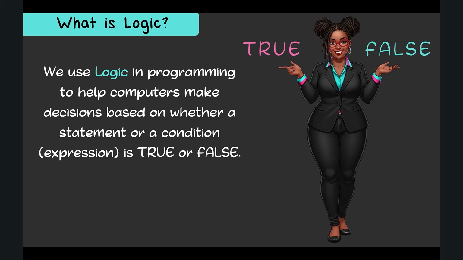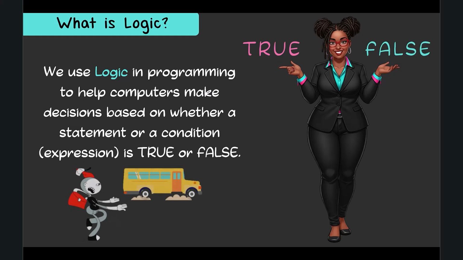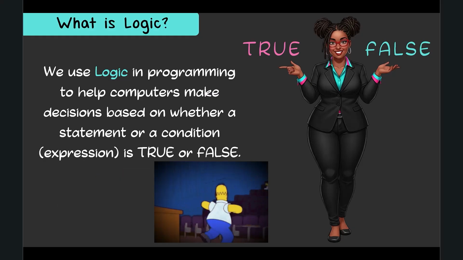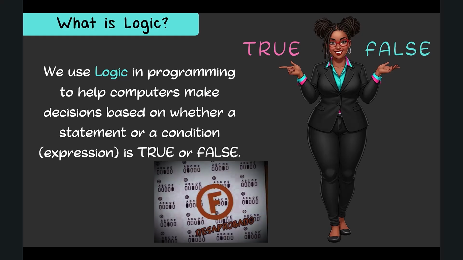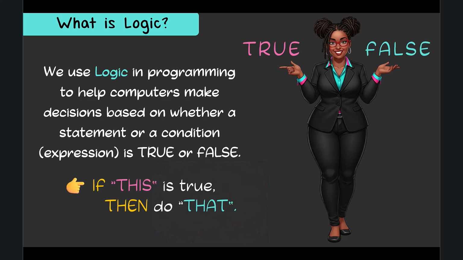So, for example, if you wake up late, then you're missing the maxi for school for sure. Or if you don't study, then you're failing the exam, right? In IT, logic tells the computer, if this happens, then do that. It's all about decision making, but with clear step-by-step rules. No guesswork. Does that make sense?